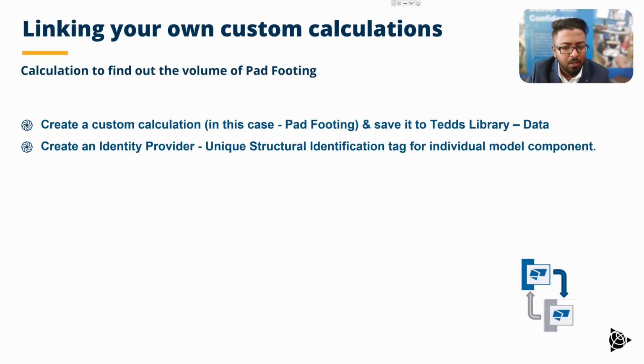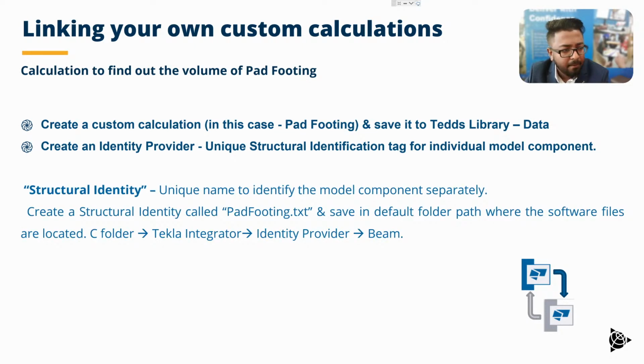Once that is done, we have three simple steps to perform for integrating the custom-made calculation with Tekla Structures. The first step is to provide an identity provider. What is an identity provider? It is a text file to which a unique name is assigned in order to identify the model component separately each time. So whenever you want to link a custom calculation document to a model component in Tekla Structures, an individual identity should be created for each component so that the integrator easily recognizes that particular component without any chaos.